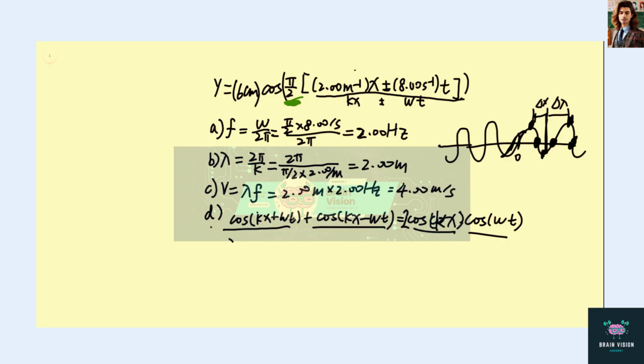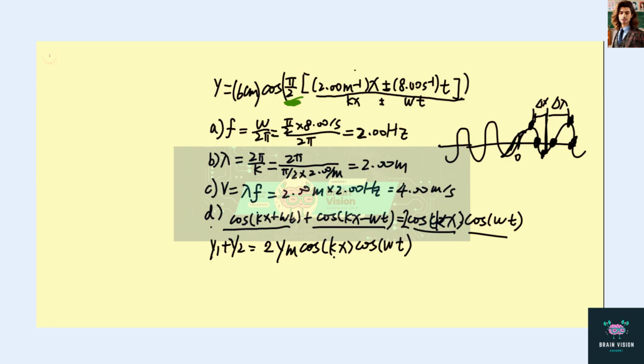So if you add y1 and y2 together, y1 plus y2, you will be left with 2 times ym cosine kx cosine omega t, which is the same in this case, except that we know ym equals 6, k equals pi, and omega equals 4 pi. So let's see D, what is the smallest node?